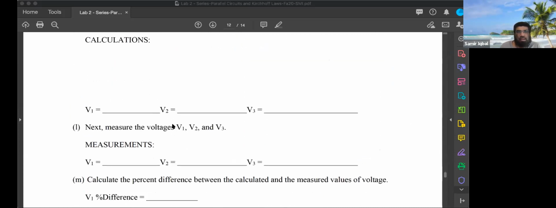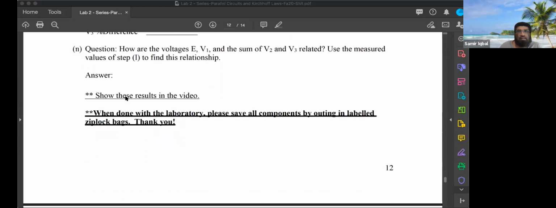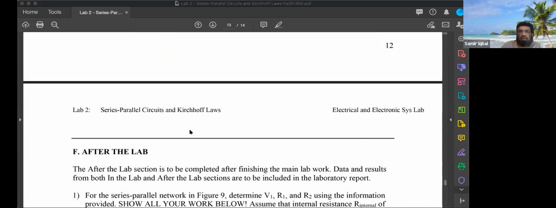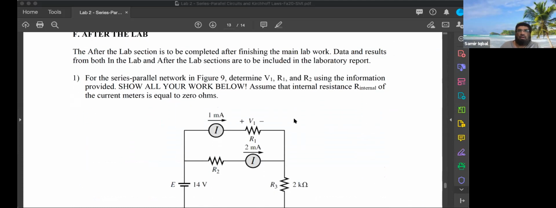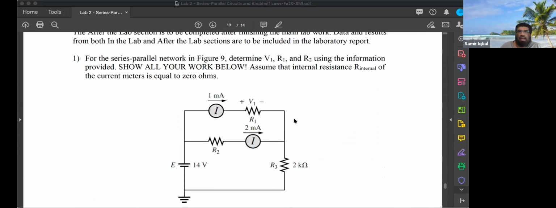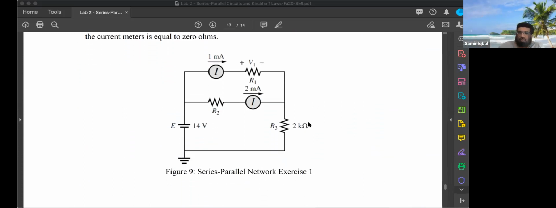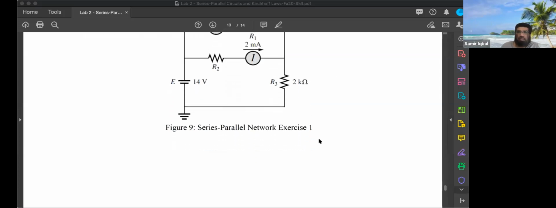All right, so we are almost at the end of this part. Again, record it in the video, save your resistances. Don't jumble them up. That's going to help you for the things going forward as well. So after the lab part, there is a circuit and you have to determine V1, R1 and R2, right? If you know what you have done, then it'll be straightforward to do this question.